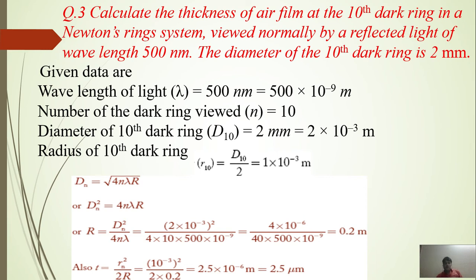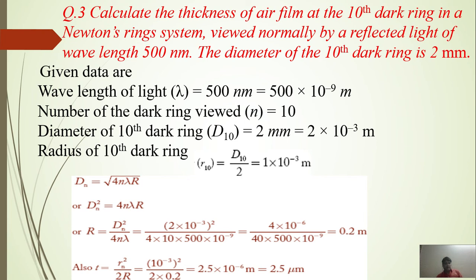Next, calculate the thickness of the air film at the 10th dark ring in a Newton's rings system viewed normally by reflected light of wavelength 500 nanometer. The diameter of the 10th dark ring is 2 millimeter. Is that clear? Given data: wavelength of the light lambda is 500 nanometer. 1 nanometer is equal to 10 to the power minus 9 meter, so 500 into 10 to the power minus 9 meter. Number of the dark ring viewed n is equal to 10. Diameter of the 10th dark ring D10 is 2 millimeter, and 1 millimeter is 10 to the power minus 3 meter, so 2 into 10 to the power minus 3 meter.